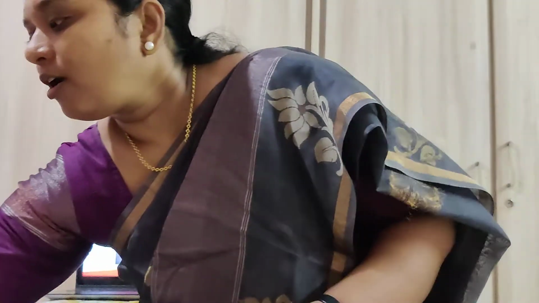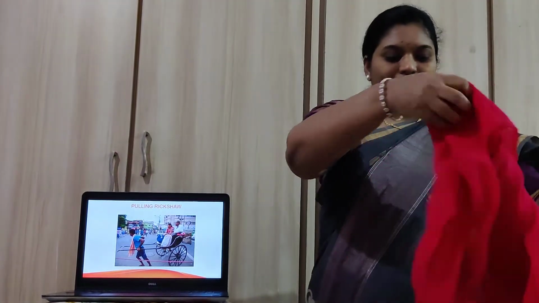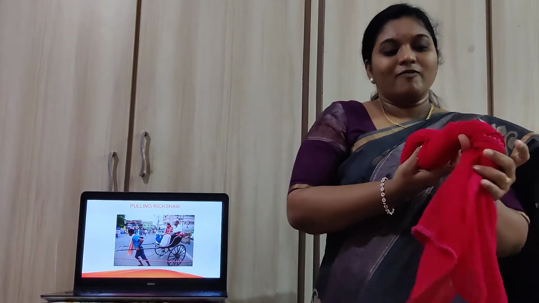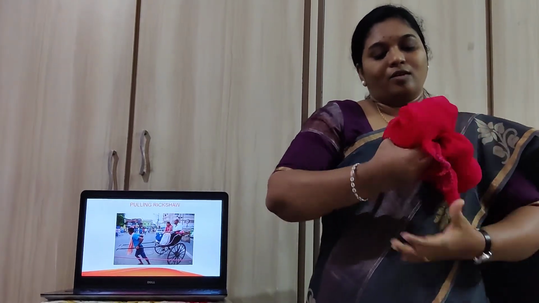Is it not? We can twist. Suppose there's a cloth like this over there, and then we can twist this cloth. Is it not? If we are twisting this cloth like that, what's happening?